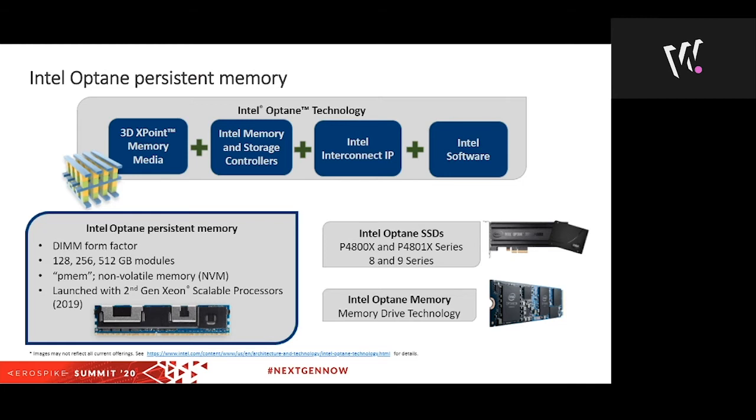The form factor that we are focusing on today and that Intel and Aerospike have spent a lot of time collaborating on is called Intel Optane Persistent Memory. This is the 3D XPoint media in DIMM form factor. You can see already that the capacities available are larger than what you can get in DRAM today: 128, 256, and 512 gigabytes per module. You'll also hear this referred to as PMEM or non-volatile memory. And this product, the Intel Optane Persistent Memory DIMMs, is on the market. They were launched in 2019 with the 2nd generation Xeon Scalable processors.